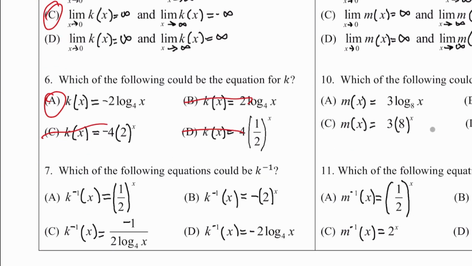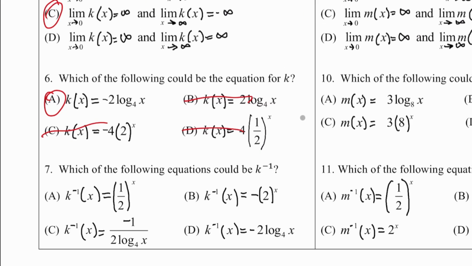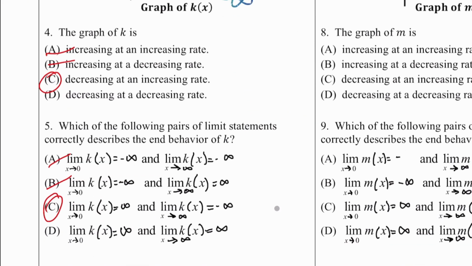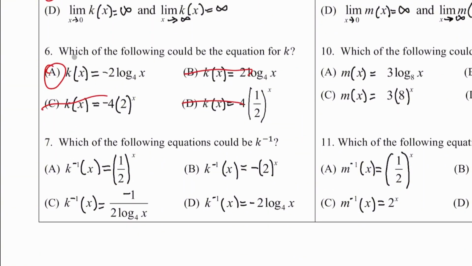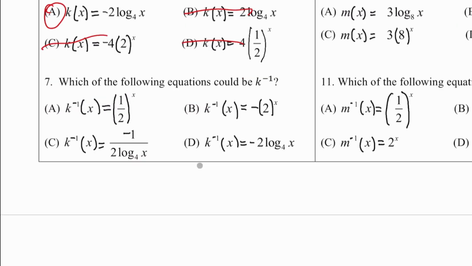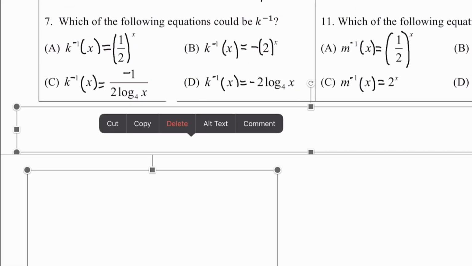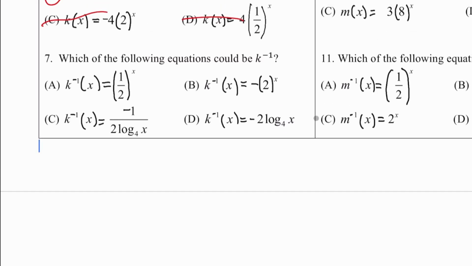So now number 7, which of the following equations could be k negative 1, which is the inverse of k of x. So we're trying to find the inverse. And as we remember, to find the inverse, we need to replace x and y. And we know our equation here, so that's easy. This is our equation, so we're going to use that. I did erase some questions we're going to do later to give us space to write down here, but I'll bring it back later. So we're changing our equation up here, so I'm going to put it down here.